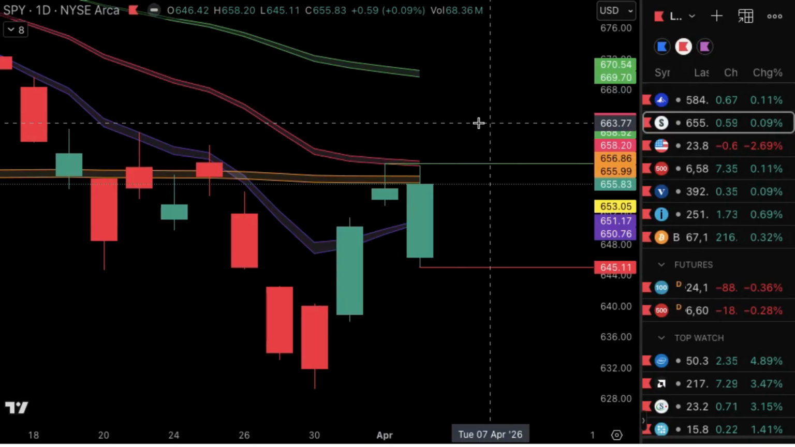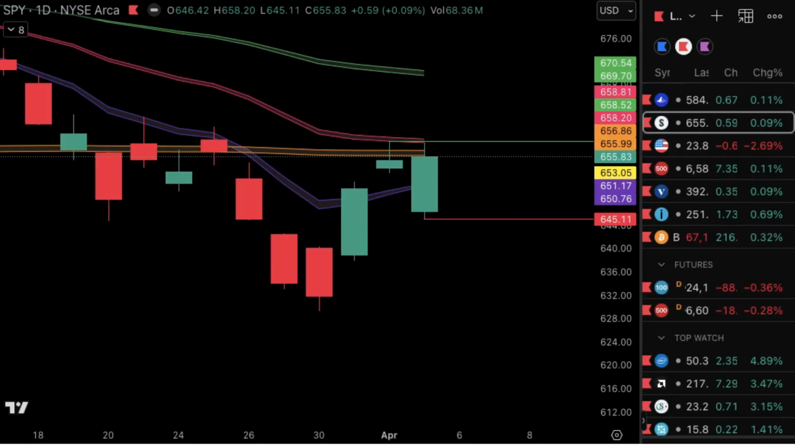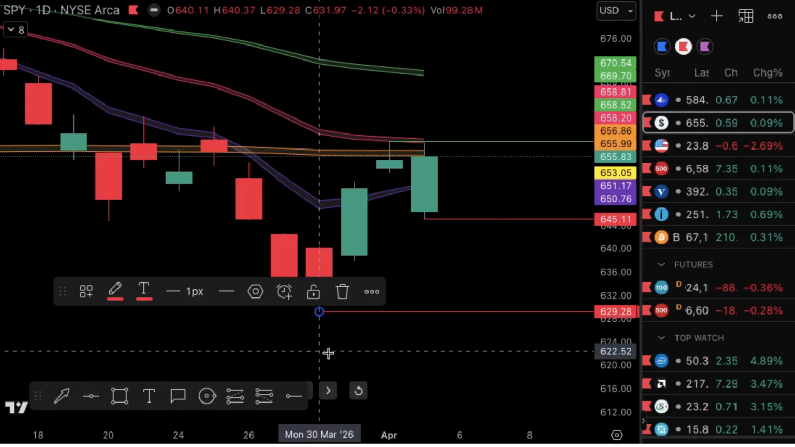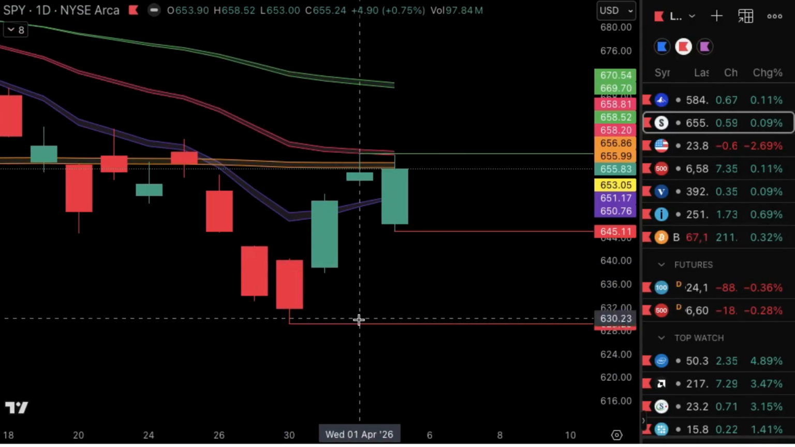So I'm going to be trying to play calls on some other stocks. If we break the red line here, then there's a good chance that we come back down and we might revisit these lows from Monday of last week. So that's what I'm looking for.